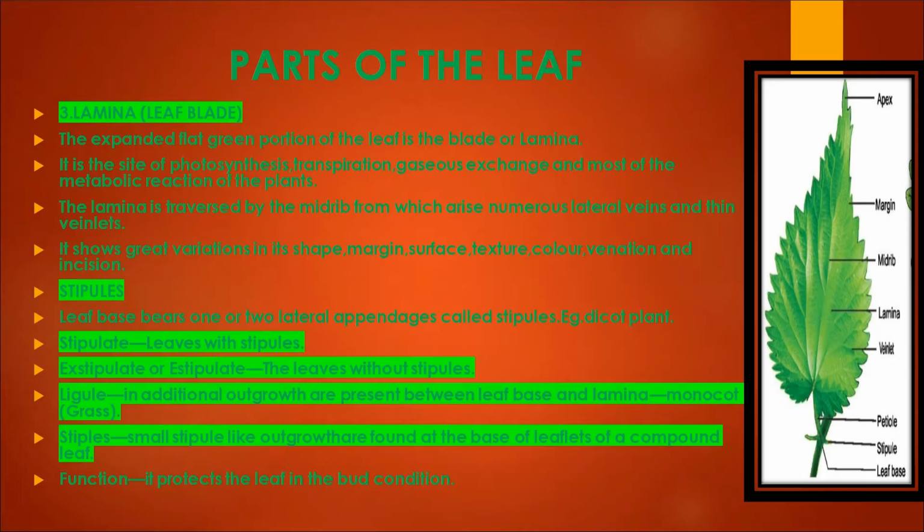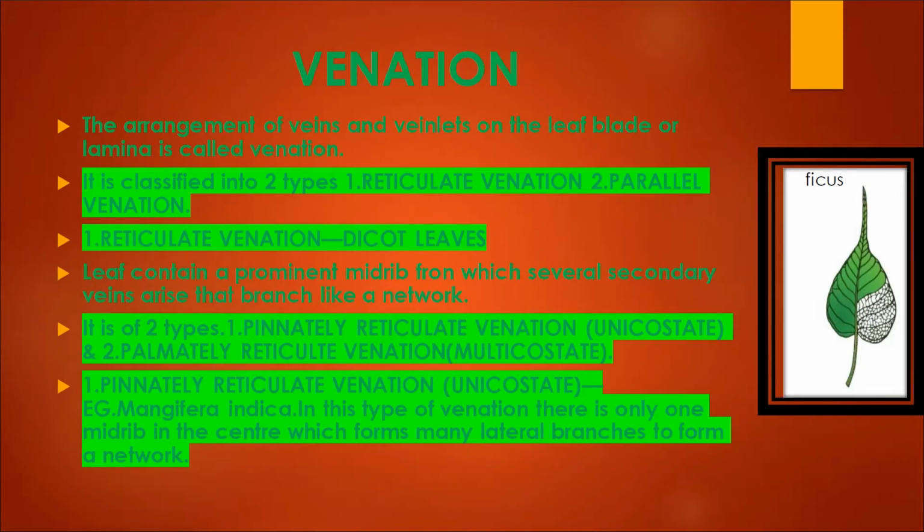Its main function is to protect the leaf in the bud condition. Next we shall learn about the venation. What is venation? The arrangement of veins and veinlets on the leaf blade is called venation. It is again classified into reticulate venation and parallel venation.